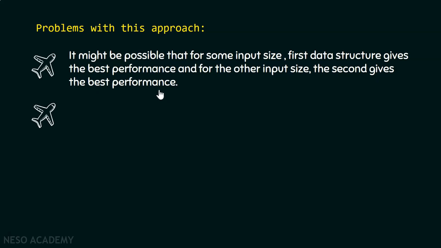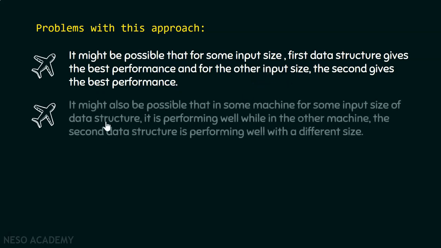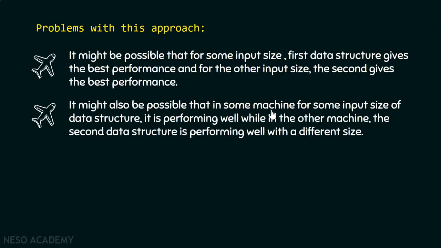If you are calculating the exact running time, it might be possible that for some input size, your first data structure is actually giving the best performance and the other data structure is giving the best performance on the other input size. And obviously, it might also be possible that on some machine, for some input size, a data structure is performing well, while on the other machine, the second data structure is performing well with a different size. Maybe it is possible that on some machine, your first data structure is giving the best performance, while on the other machine, the other data structure is giving the best performance.